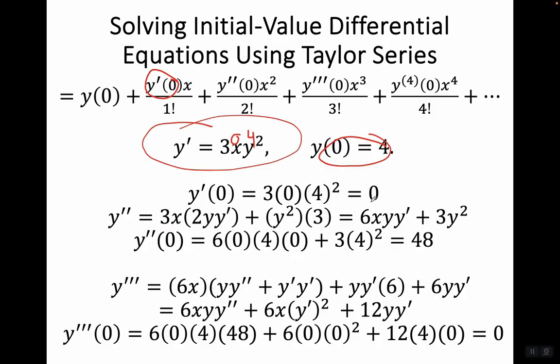To find subsequent derivatives, we take the derivative of this expression using the product rule. By the product rule, the derivative is going to be the first, which is 3x, times the derivative of the second, that's 2y, y prime, plus the second, y squared, times the derivative of the first. Derivative of 3x with respect to x is just plain 3. And this simplifies to 6x y prime plus 3y squared. Plug in what we know: x is 0, y is 4, y prime is 0. We just saw that a moment ago. 3y squared is going to be 3 times 4 squared. That works out to be 48.